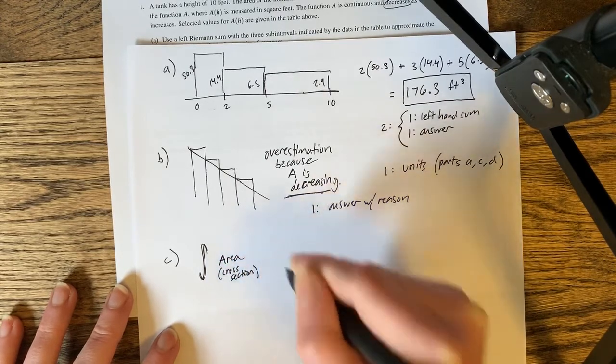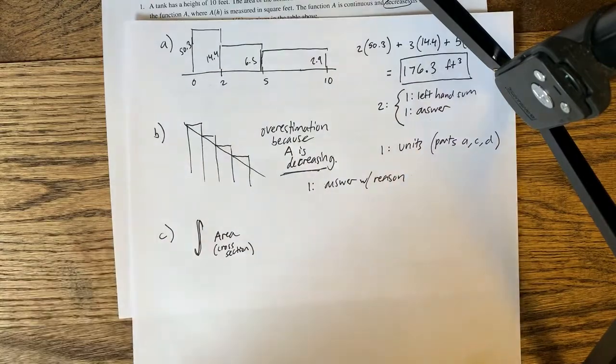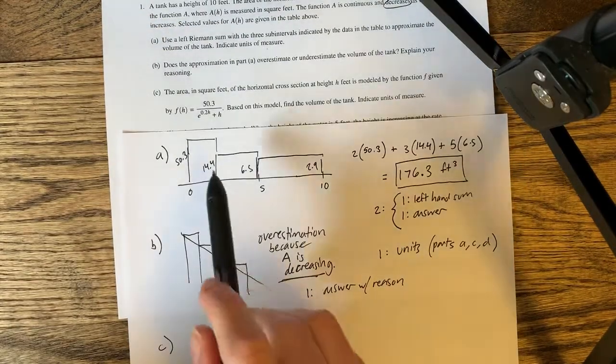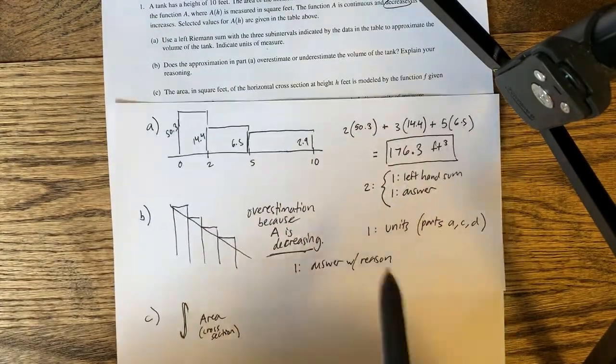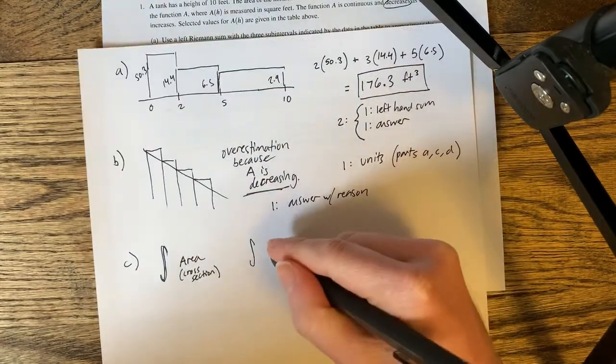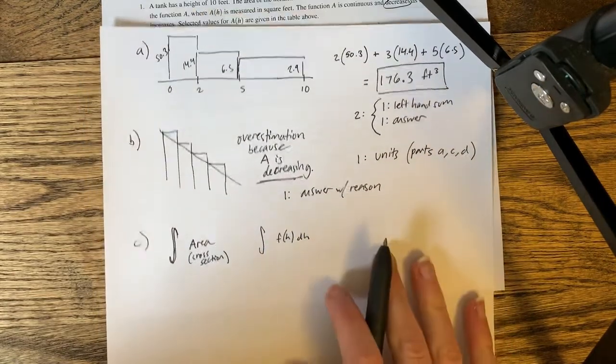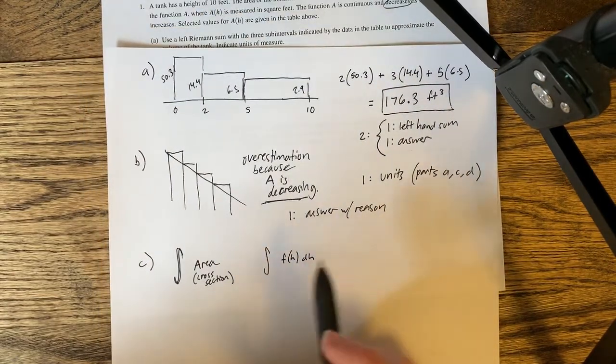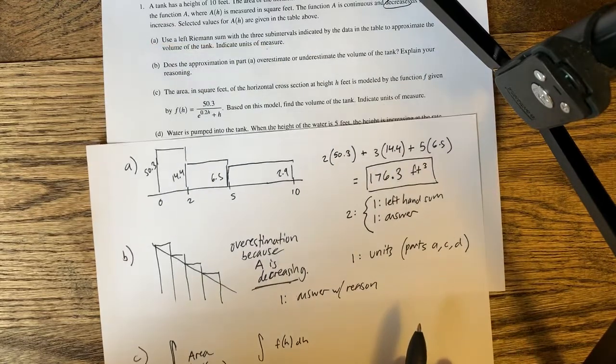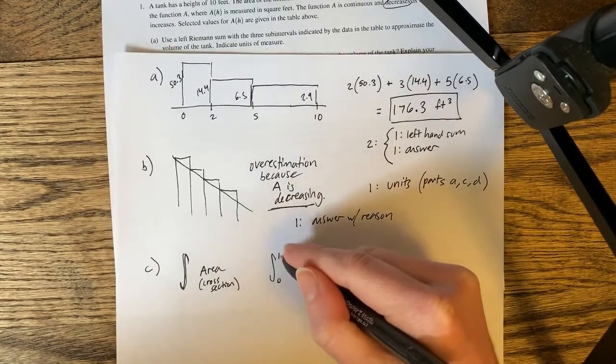So oftentimes you have to actually find the cross-section area, but here they actually give it to you. It's this function. So you're just going to do the integral of that function, which is f of h, dh for proper notation. And then I need to look at where my height goes from, and my height goes from 0 to 10.